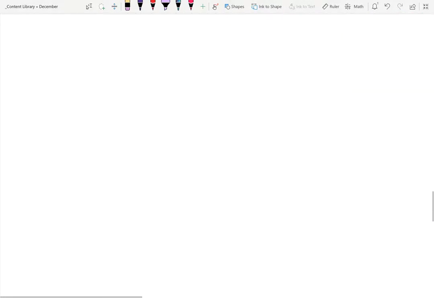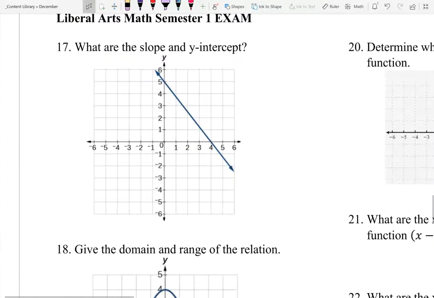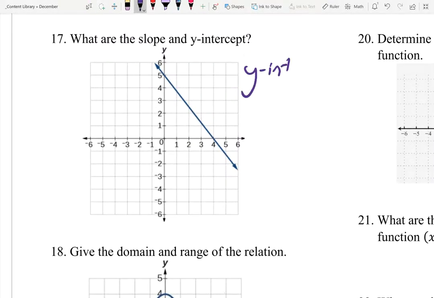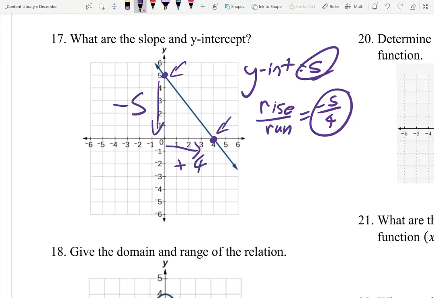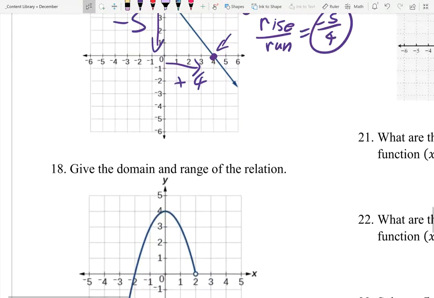Number 17. We're getting there. What are the slope and y-intercept? Okay, so y-intercept on this line is definitely 5. And our slope, it's kind of hard to tell. Let's see. Here's a good point. Our slope from this point to this one seems to be going down 5 and right 4. So if we're doing rise over run, our rise is negative 5, our run is 4, our slope is negative 5/4. So that's the answer on the test tomorrow. Y-intercept is 5, slope is negative 5/4. So just make sure you can do that as well.